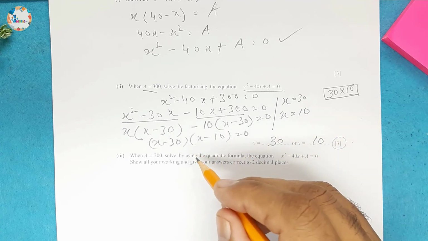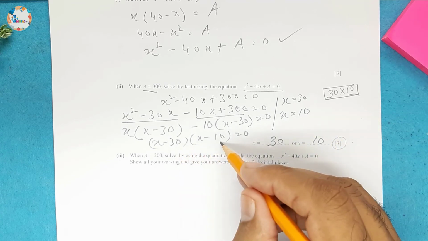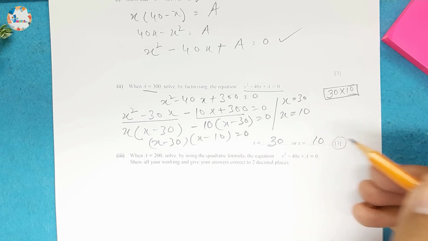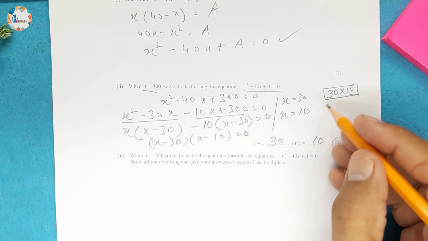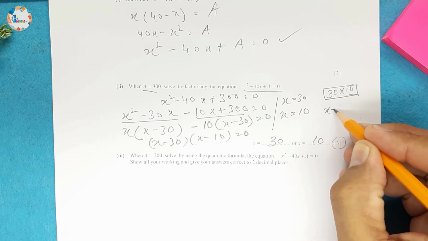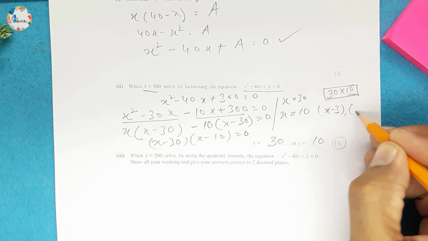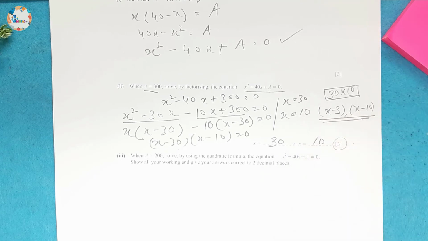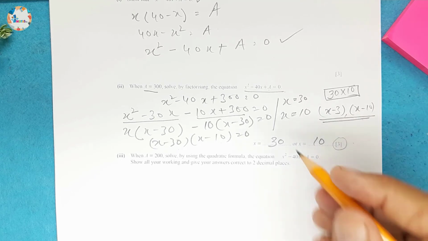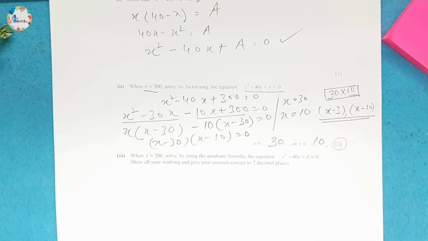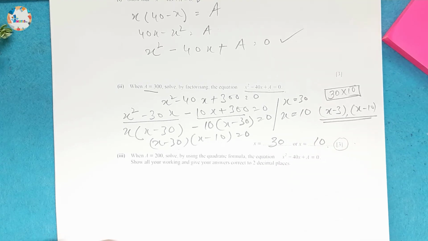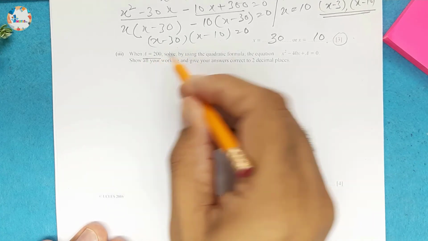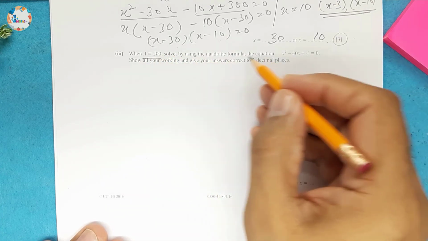So you can write this one, and basically they are asking for factors. These are the values you can write, or you can even give the factors x minus 30 and x minus 10. These two will be the factors of this equation, but the final answer is 30 and 10 because they are asking for x values. When A is equal to 200, solve by using the quadratic formula.